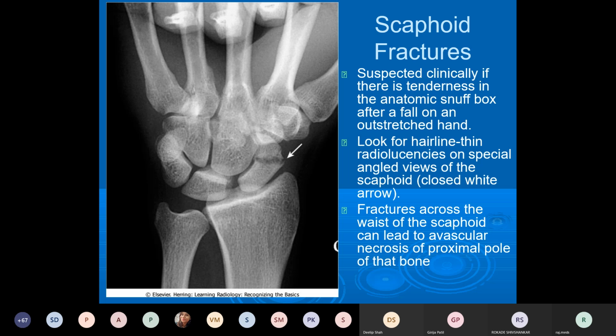Next is the scaphoid fracture. If the patient comes with tenderness in the anatomical snuffbox after a fall on an outstretched hand, there is the possibility of a scaphoid fracture. In a scaphoid fracture, look for the hairline, the thin radiolucent line seen in this X-ray. The most common complication of a scaphoid fracture is that it can lead to avascular necrosis of the proximal pole of that bone. So this is the hairline fracture, which is the radiolucent line.